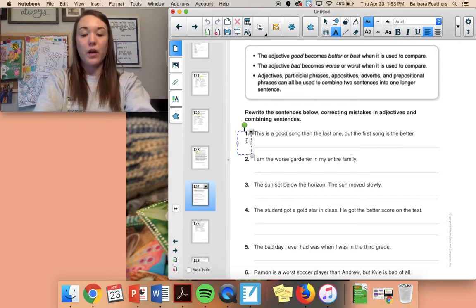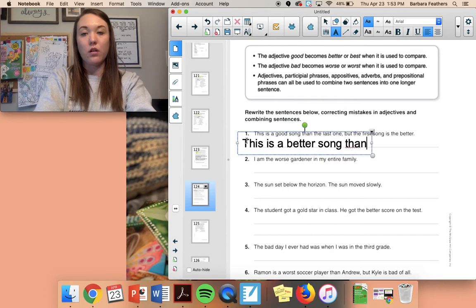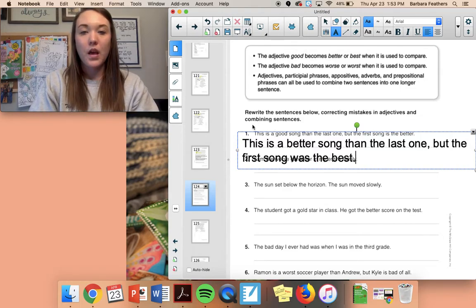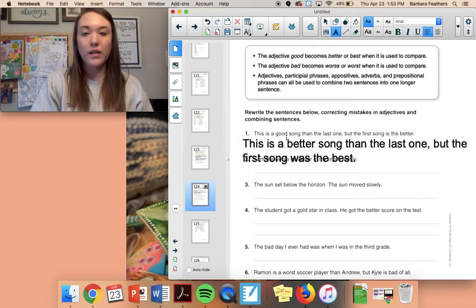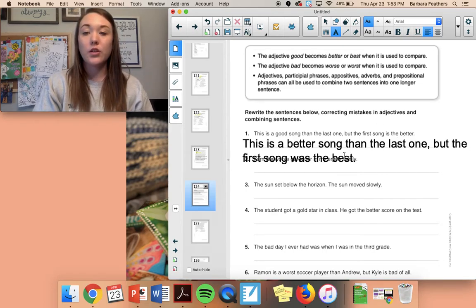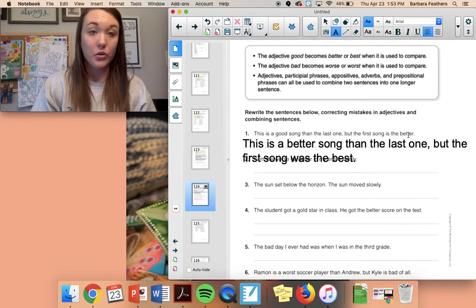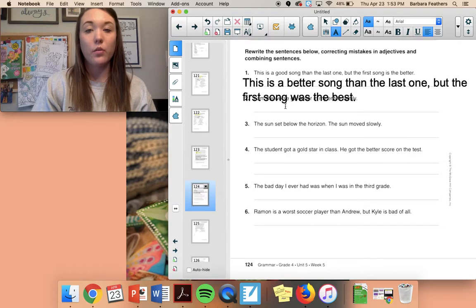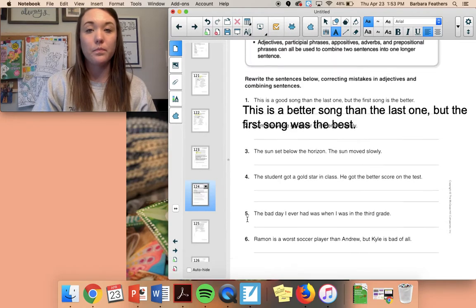I want to rewrite by saying, this is a better song than the last one, but the first song was the best. I needed to use better instead of good because I was comparing 2 songs at the beginning of this sentence. And I need to use best instead of better because I'm comparing more than 2 songs at the end. You will continue proofreading for questions 2 through 6.